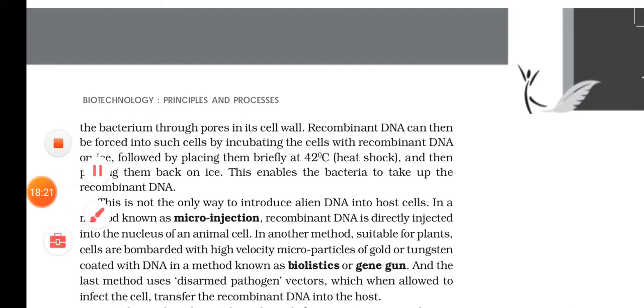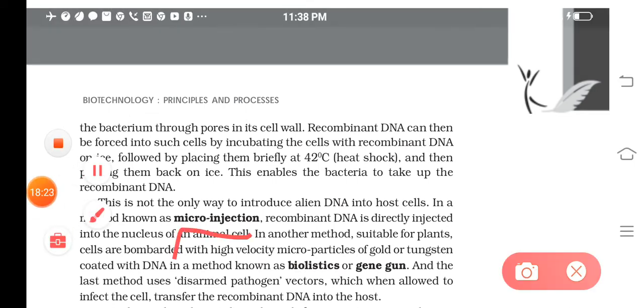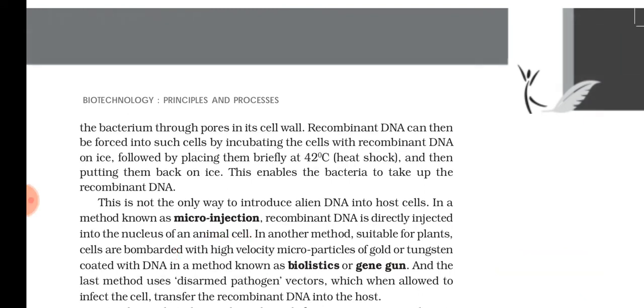First is microinjection. Microinjection is where the recombinant DNA is directly injected into the nucleus. The DNA will be introduced into the nucleus of the animal cell. Then another method is suitable for plants. This method is mainly useful for plants.